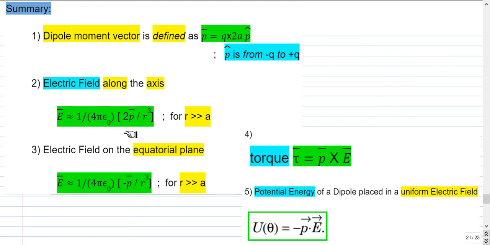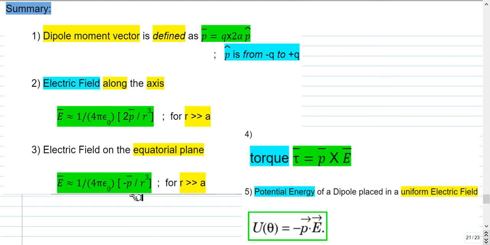So the way to remember this formula is, for a point charge, the electric field will go as 1 by r square. For a dipole, it will go as 1 by r cube, and it depends on the vector p. And the field along the dipole axis is more by a factor of 2. And the direction we can get from a simple physical picture. So along the axis, it will be the same as p. On the equatorial plane, the electric field lines will go from plus q to minus q. So using that picture, we can figure out that the direction of the electric field will be minus p.